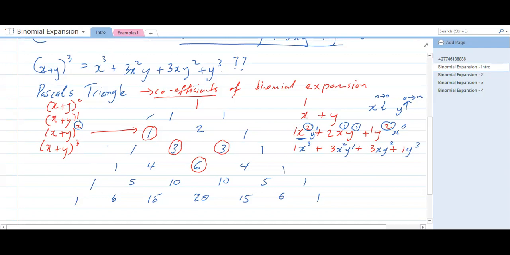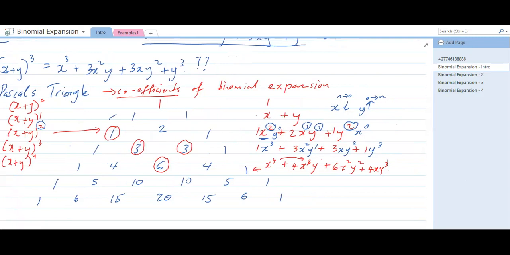Now, let us just carry on with this expansion. If I have to look at the next one, which is x plus y to the power 4, then what I can write here is x to the power 4 plus, look at the coefficients in this row, 1x to the power 4 plus 4x cubed y. I'm decreasing the powers of x, and for y, because this was y to the power 0 and this is y to the power 1, plus 6x squared y squared plus 4x y cubed plus y to the power 4, because we have x to the power 0, y to the power 4, 1 at the end.